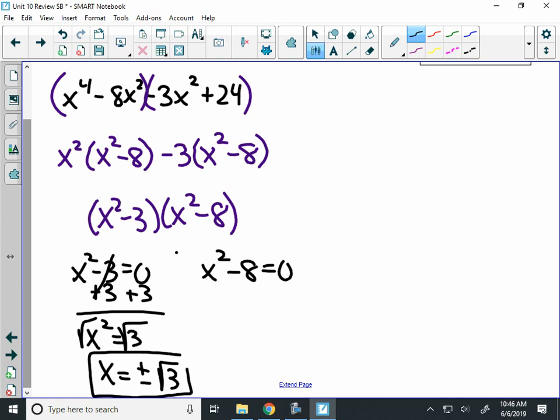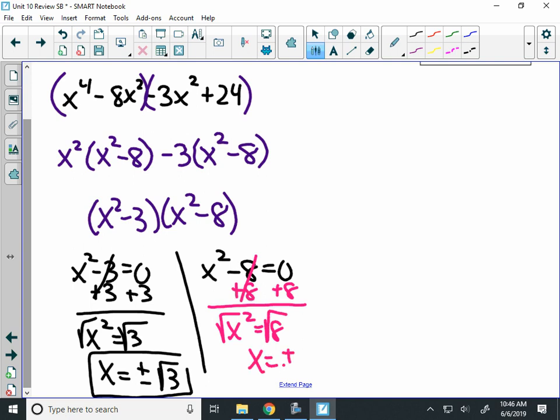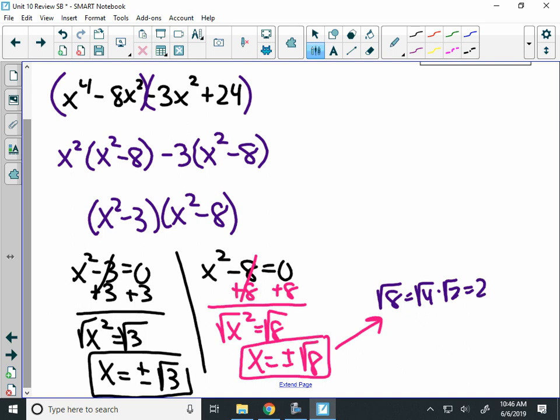The next one, I'm going to add 8. And I have x squared equals 8. And when I take the square root, I have x equals plus or minus the square root of 8. Now, I'll take that, but you can simplify that radical. You know that the square root of 8 is equal to radical 4 times radical 2, which is 2 radical 2. So your solutions here are plus or minus 2 radical 2. Those are all 4.